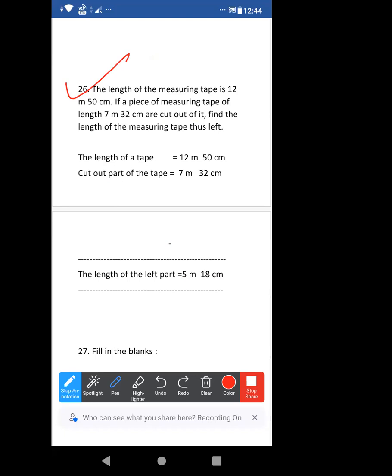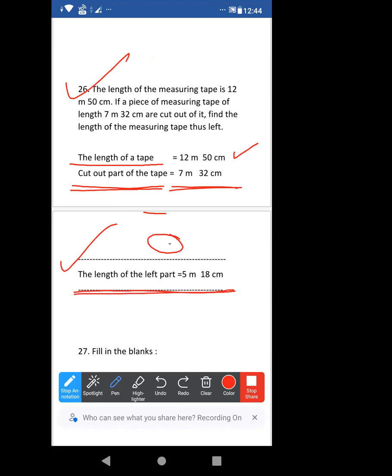Look, the length of the tape is given this. Cut out part of the tape is given this. So put the subtraction sign, minus. Okay, and write the answer. The length of the left part is this. Completed? If completed, then just show me your hands. Only show me your hands in front of the camera.